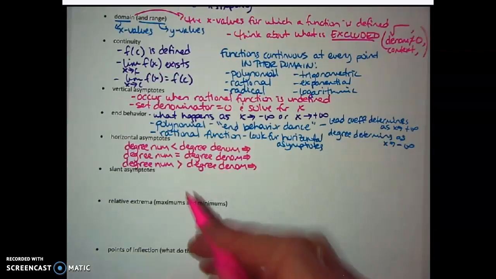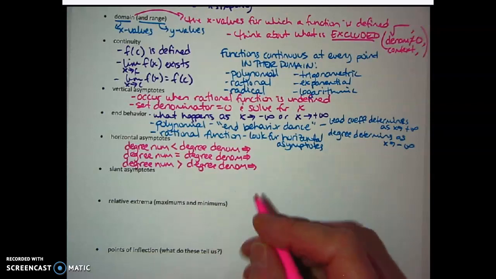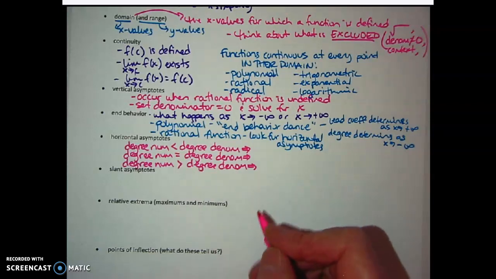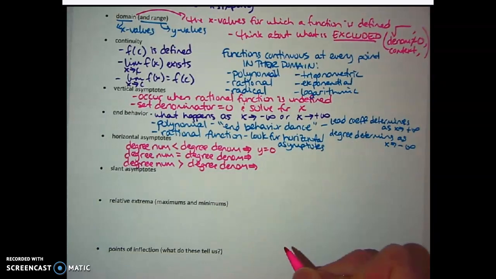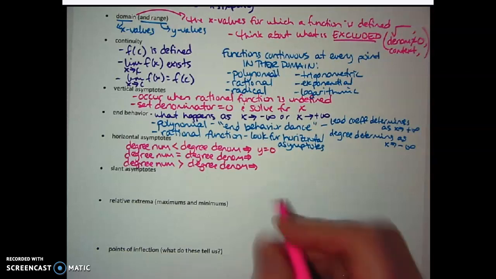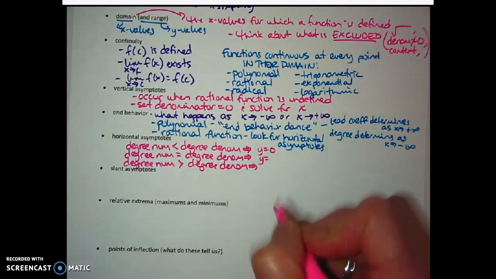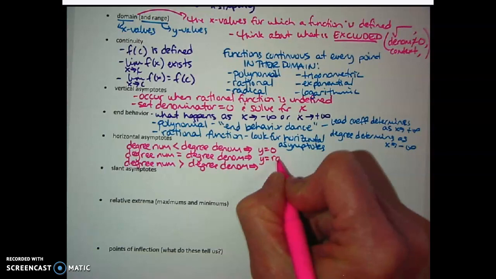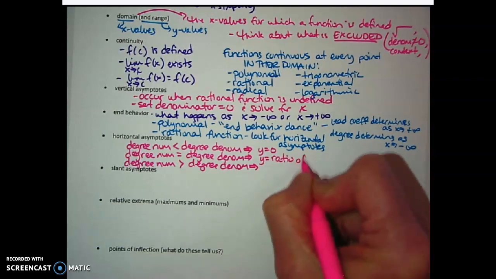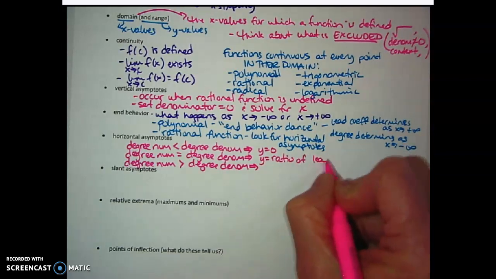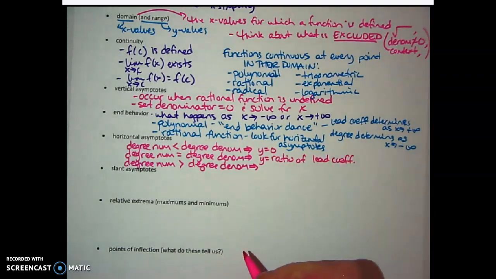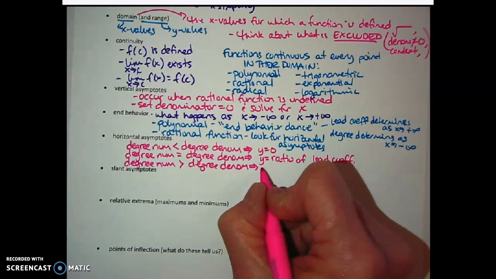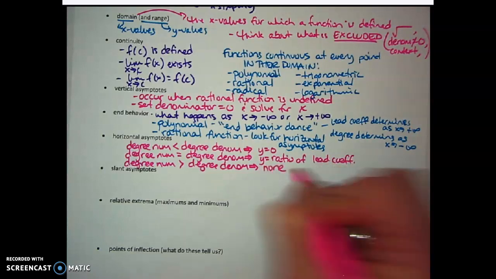If the degree of the numerator is less than the degree of the denominator, then as x gets really, really, really large, y is going to approach 0. If the degree of the numerator and the degree of the denominator are equal, your horizontal asymptote is going to be y equals the ratio of those leading coefficients. And if the degree of the numerator is greater than the degree of the denominator, there will be no horizontal asymptote.